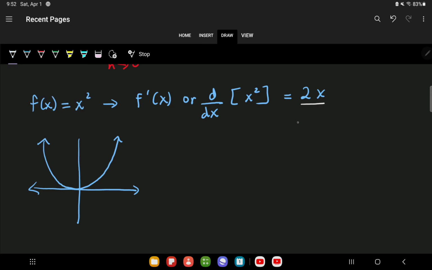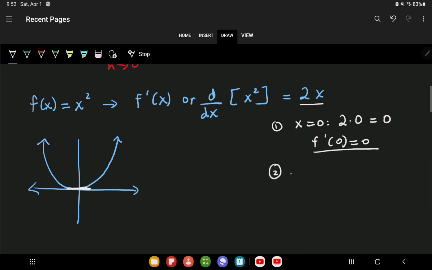At x equals 0, 2 times 0 is just 0. So what we're saying is that the derivative at 0 is 0, which is just a horizontal line, right? y equals 0. Okay, so that's one value. Now, how about we calculate f prime at 1? That is 2 times 1, which is 2. So that's sort of the line y equals 2x. That's a slope of 2.